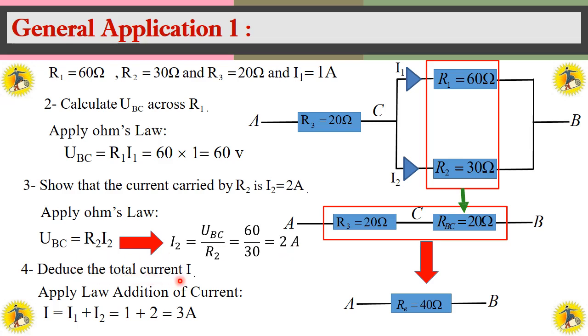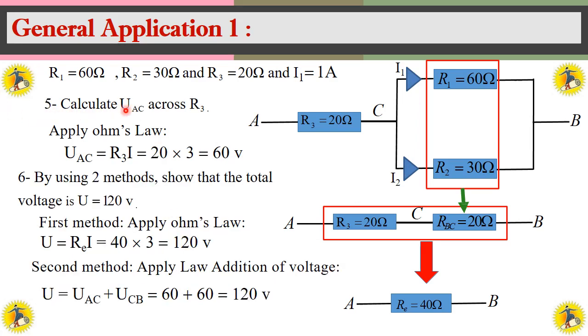Deduce the total current I. I1 and I2 are connected in parallel, so I add the values of I1 and I2 to get 3 amperes by the law of addition of currents. Calculate the UAC across R3. Here I have the value of resistor R3 and the total current I, so I can apply Ohm's law to find the voltage across AC. We get 60.